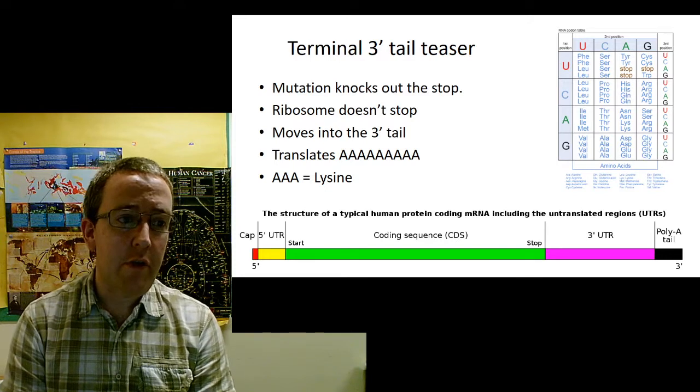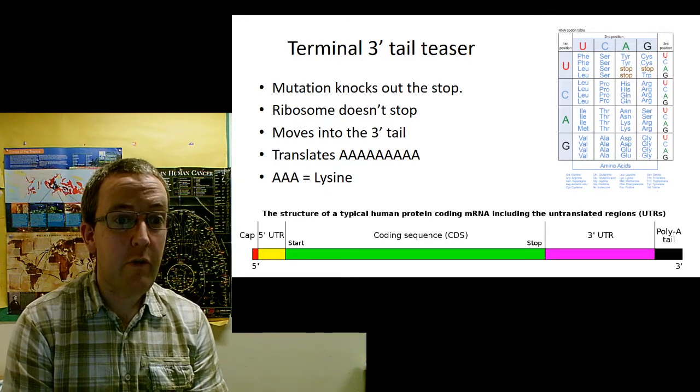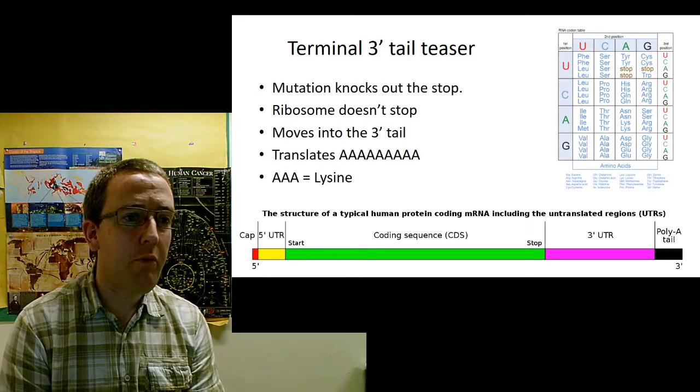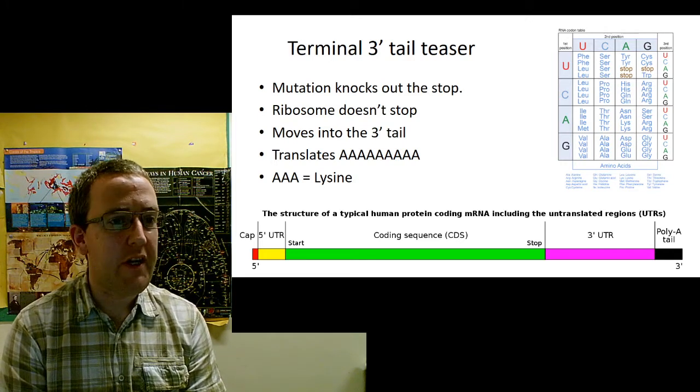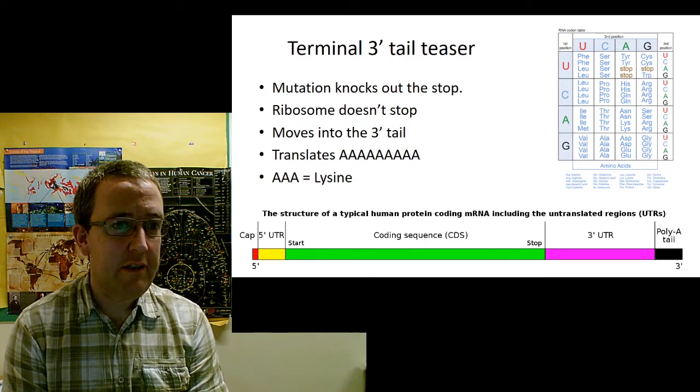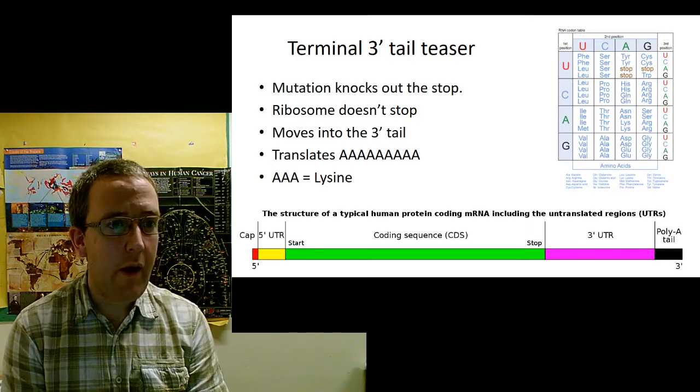So I asked you, if a mutation occurred which knocked out the stop codon, which destroyed the stop codon, what amino acid would the protein be rich in? Okay, and the answer to that is lysine. If you got to that, well done.